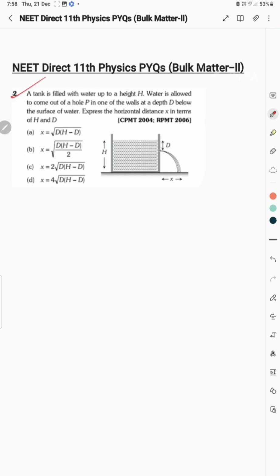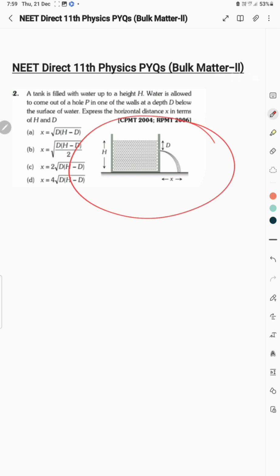Okay, now let's move on to question second. As you can see in this problem, there is a water tank and water is filled up to a height of H capital, and there is a tiny hole over there at a depth capital D. You have to find the value of X. दूसरे शब्दों में, you are supposed to find the horizontal range of this water jet. Now I tell you a little simple trick.